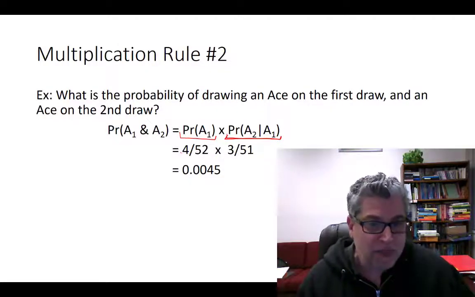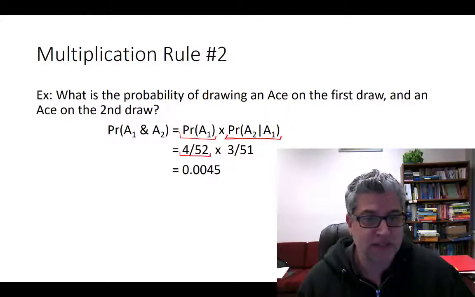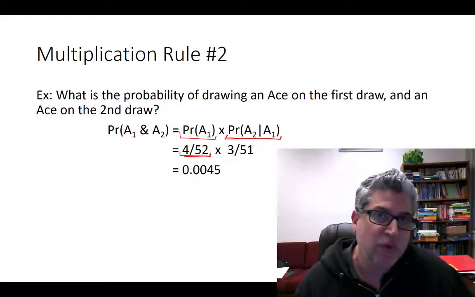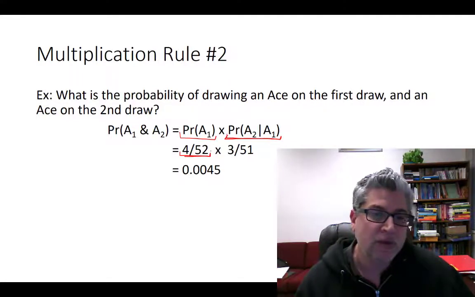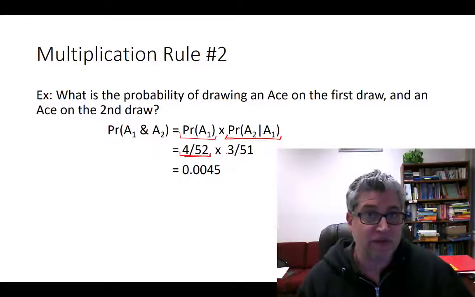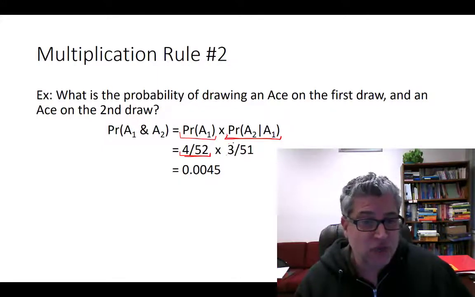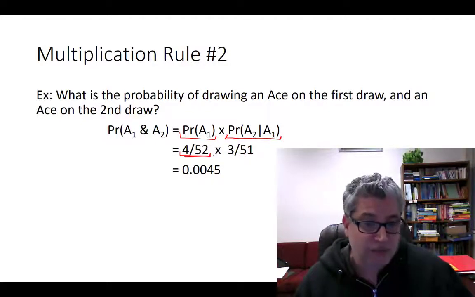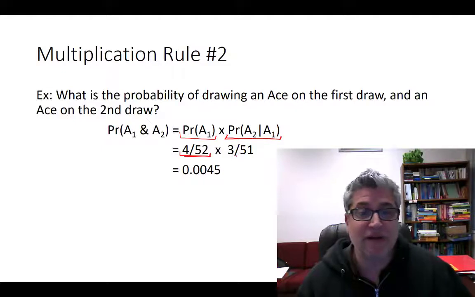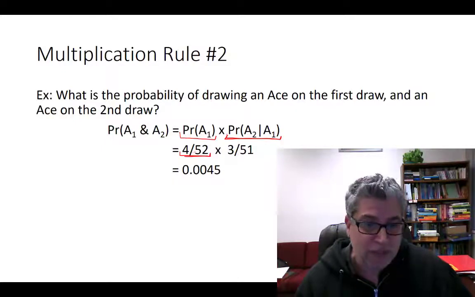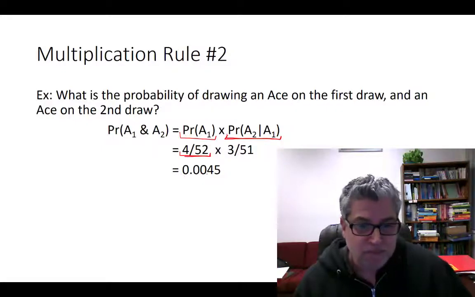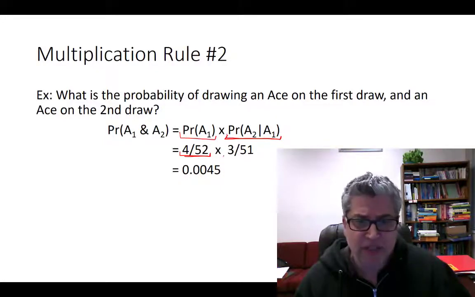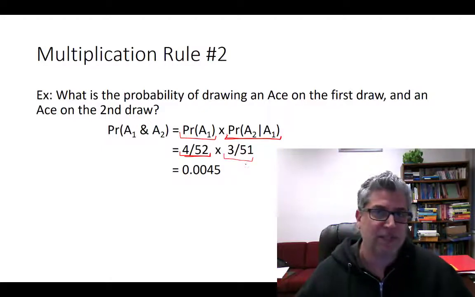Now the probability of an ace on the first draw: there are 4 aces in a deck of 52 cards, so 4 out of 52. But once we've pulled that ace, we need to revise our probability for the second ace. Now there are only 3 aces left out of 51 cards. So we have to multiply by 3 out of 51, not 4 out of 52. When we multiply these two numbers, we get about 4.5%. Still multiplying two things, but that second thing is a revised probability.